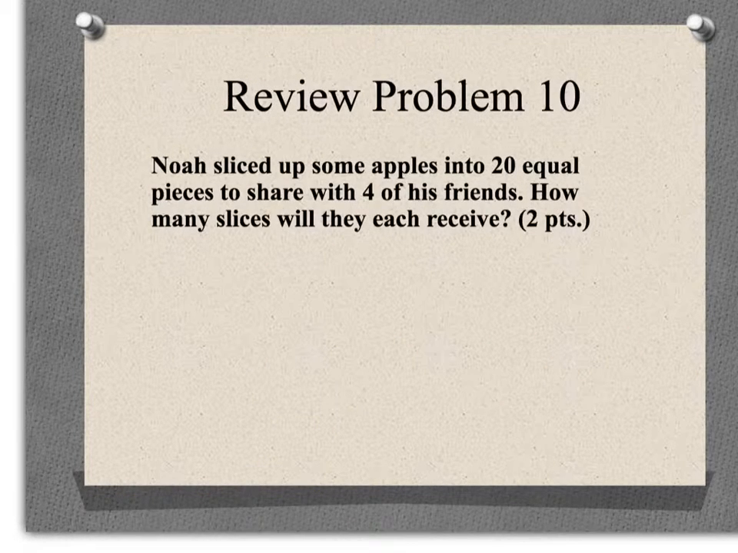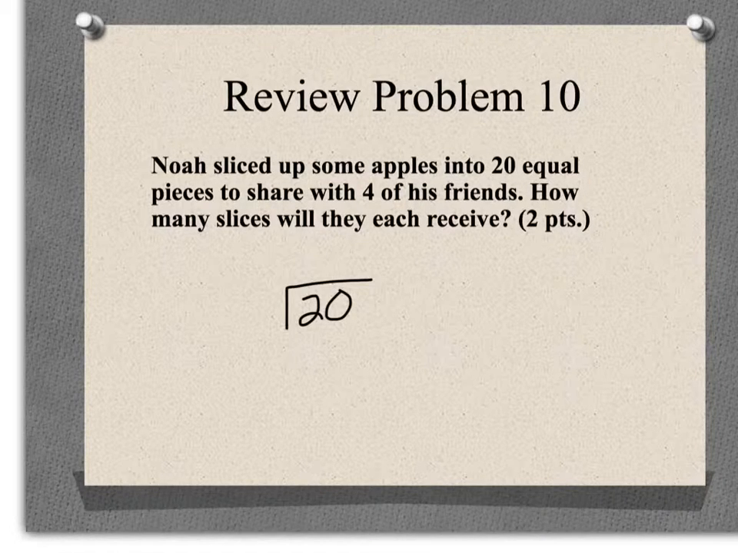Let's look at number 10. Noah sliced up some apples into 20 equal pieces to share with 4 of his friends. How many slices will they each receive? In this problem, I have 20 equal pieces of apple, and Noah is going to share it with 4 of his friends. But if he's going to share with 4 of his friends, Noah's going to have some apple too. So I'm going to do 20 divided by 5. Noah's not making the apple for his friends, he's sharing it.